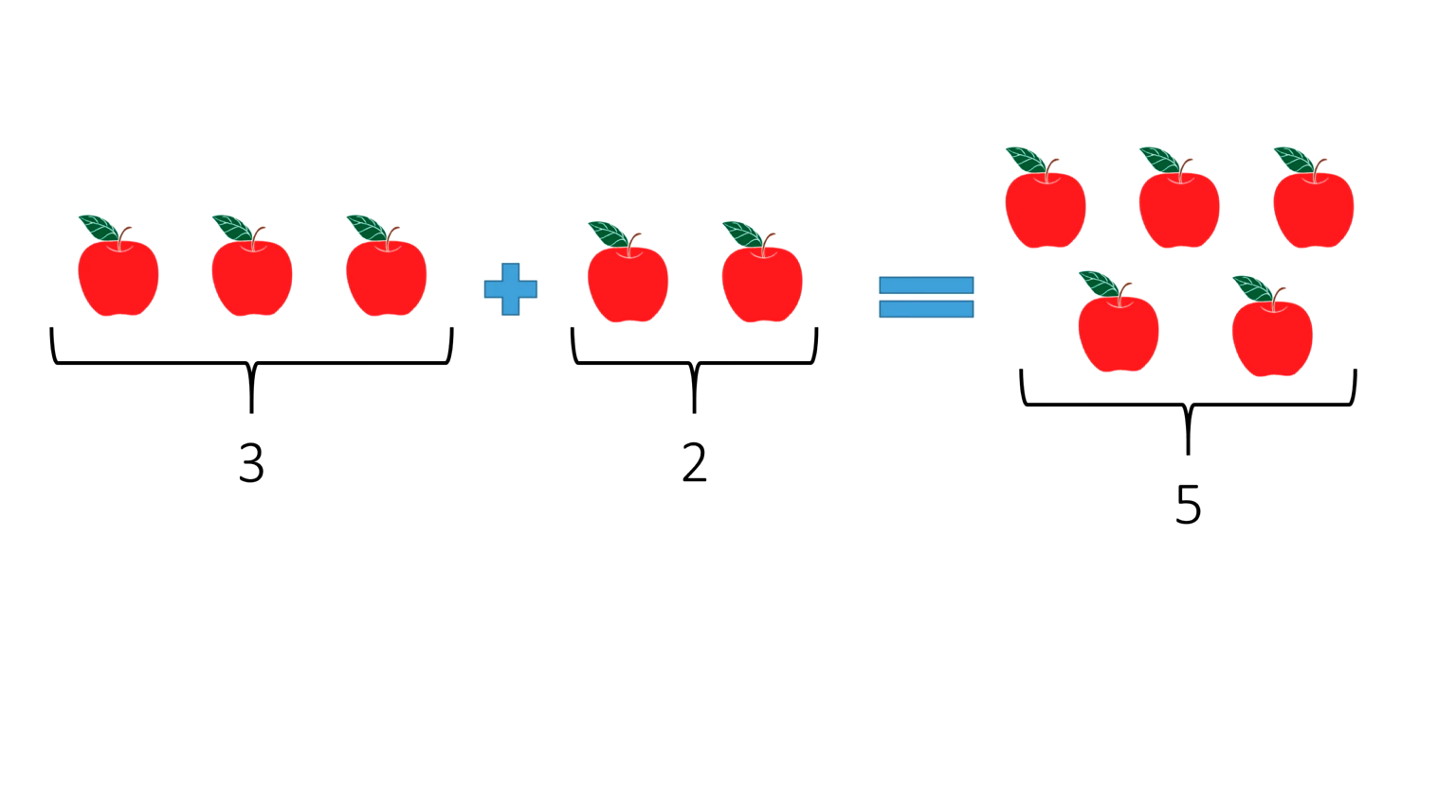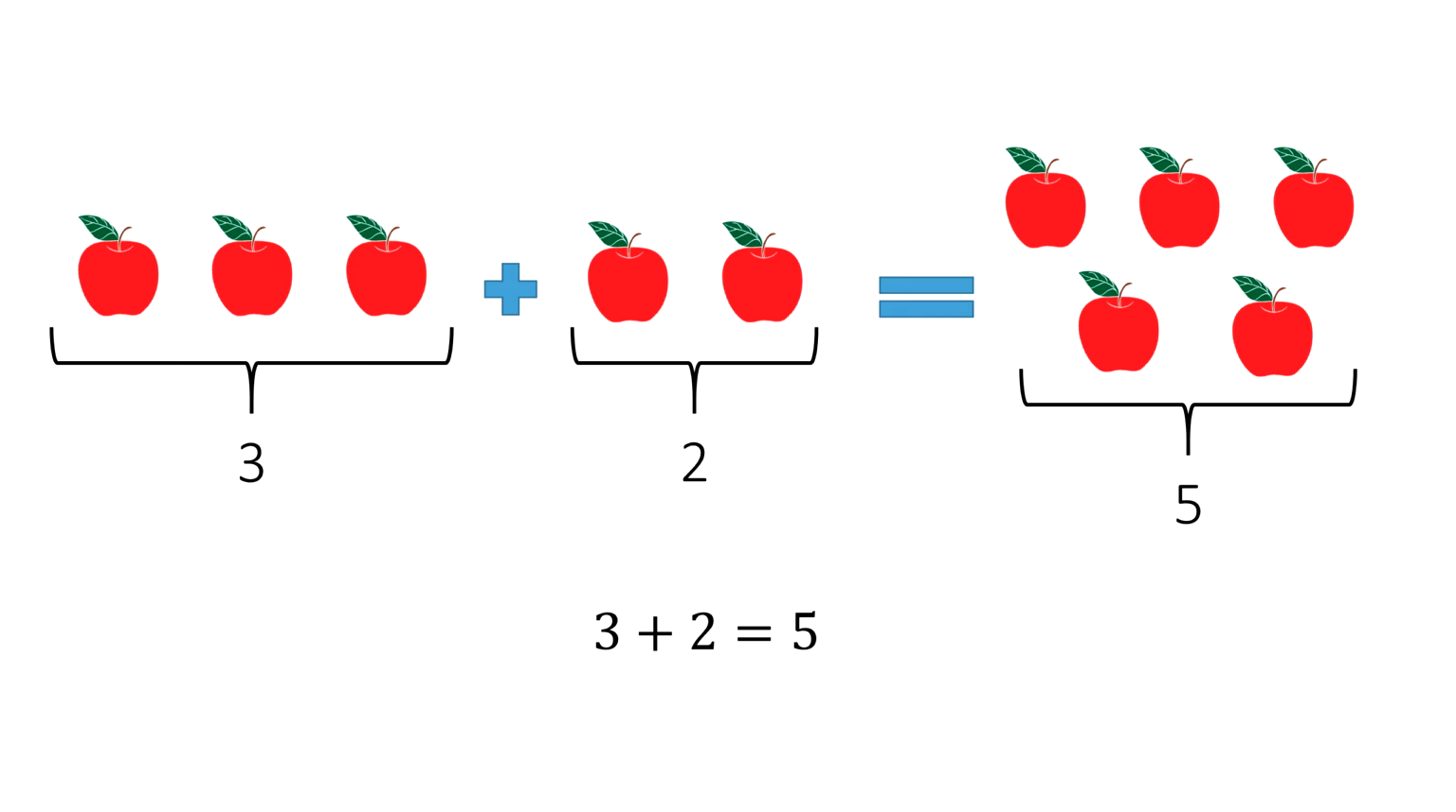Okay, so let's suppose for a start we have 3 apples and 2 apples. We know from primary school that 3 apples and 2 apples in total make 5 apples, right? So 3 plus 2 equals 5. Very basic stuff that we know from primary school.